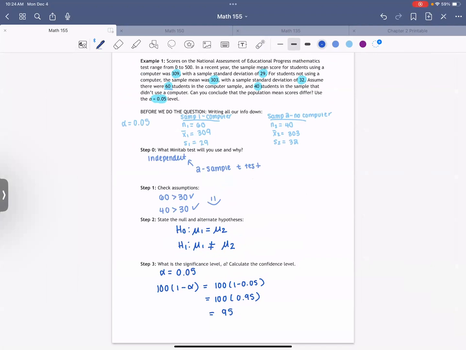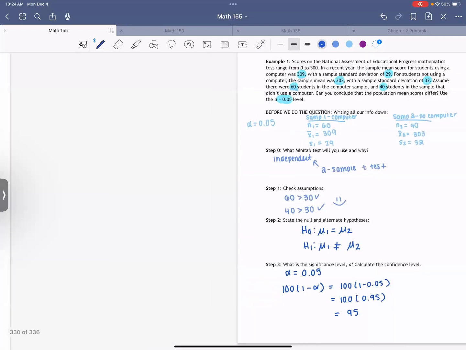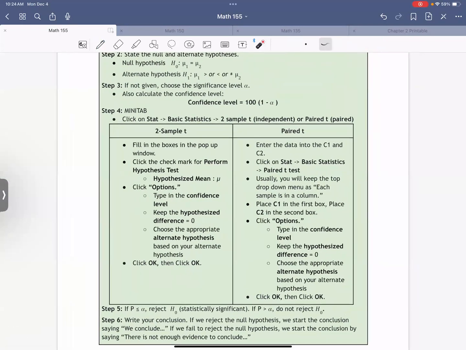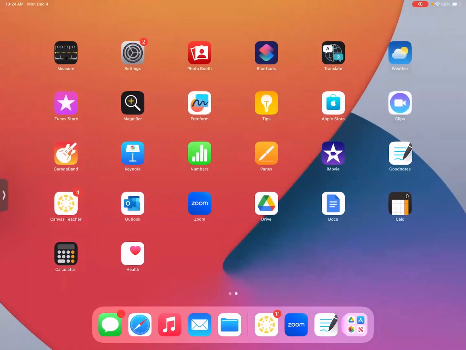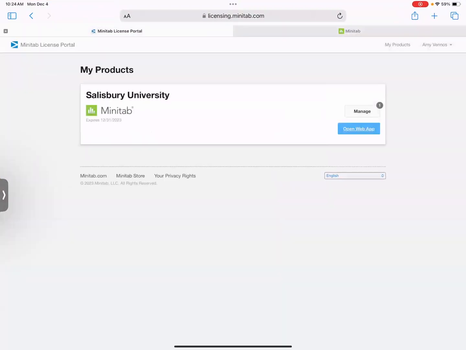Okay, what I'm gonna do next is show you what to click on Minitab, okay? I'm gonna follow the directions for step number 4 here. So if you wanna follow along with me on the list of instructions, that's what I'm following, okay? In step 0, we said we're using the 2 sample t-test, so that's what I'm going to do, okay? So let's go to Minitab. I guess I should open it again.